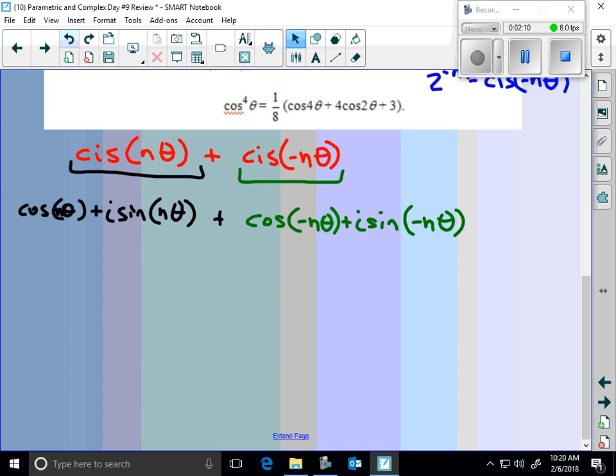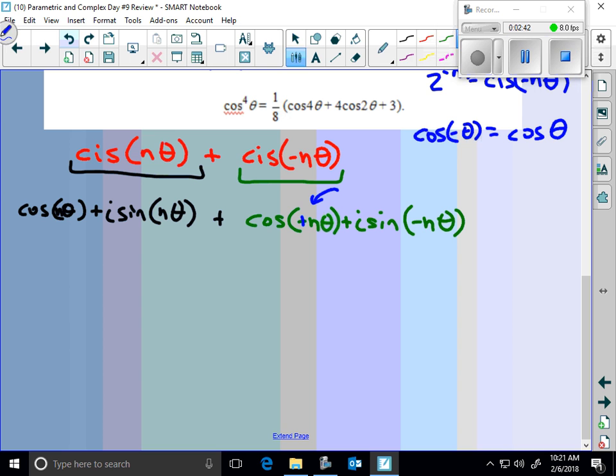Okay, so do you guys remember even and odd functions? Is cosine even or odd? It's even, because if you reflect it over the y-axis, it looks exactly the same. So do you remember this property? Cosine of negative theta is equal to what? Cosine of theta. So in this case, cosine negative n theta is actually equal to positive cosine n theta, due to the fact that it's an even function.